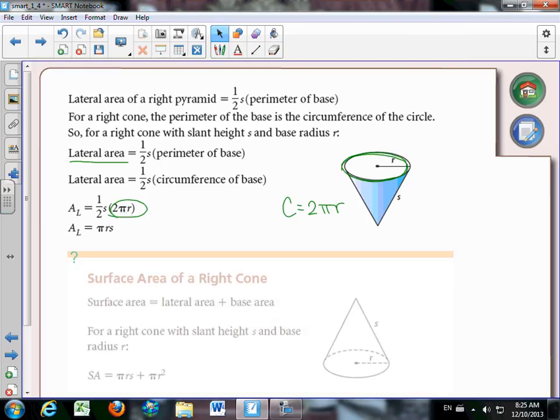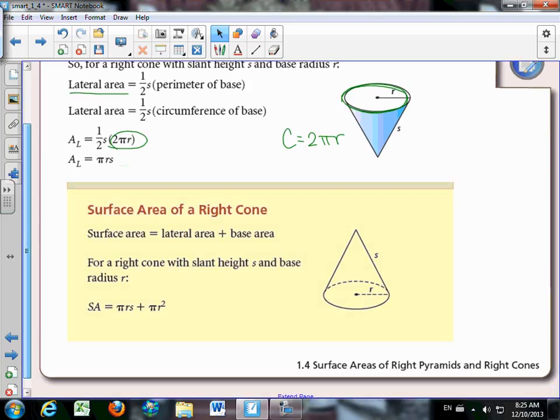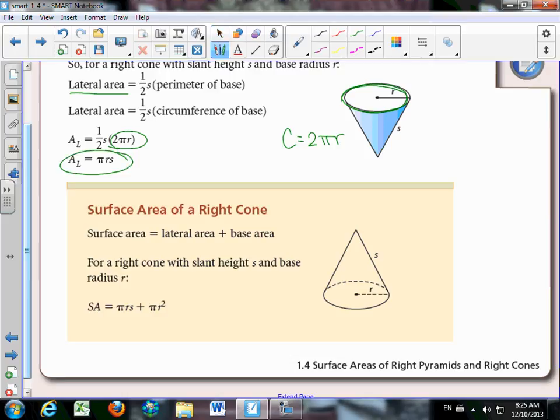Now, to get the complete surface area of a right cone, you take the lateral area. That's the formula that we found just a minute ago, pi r s, and then we add the base area. Now, since the base is a circle, the formula for area of a circle is pi r squared, so that's where this part of the formula comes from. So the entire formula for a whole cone is pi r s for the lateral surface area and pi r squared for the surface area of the base.